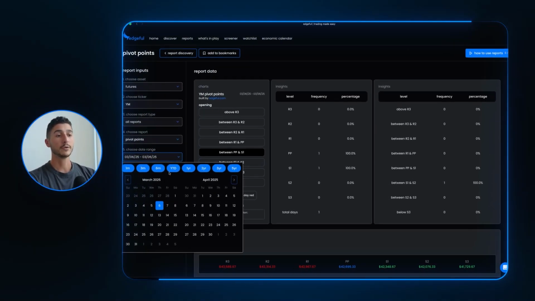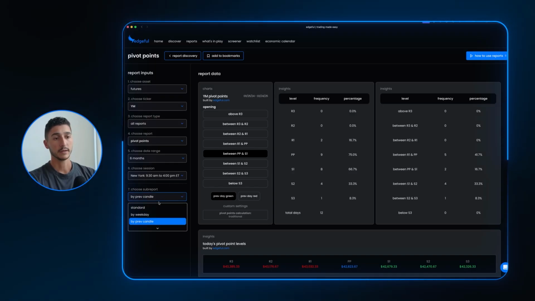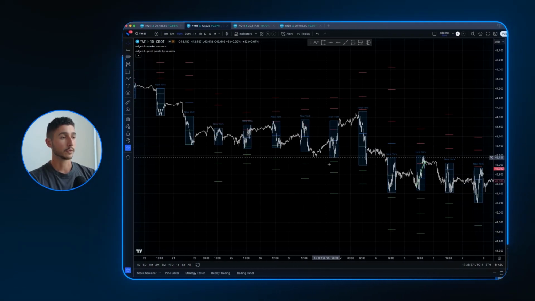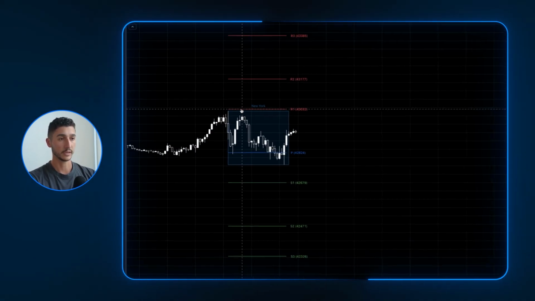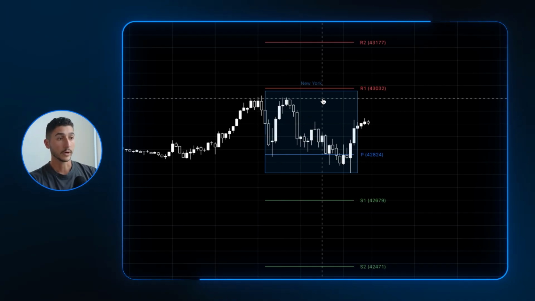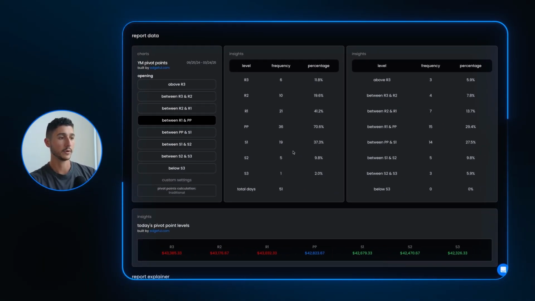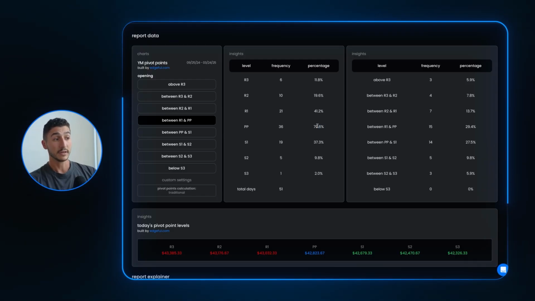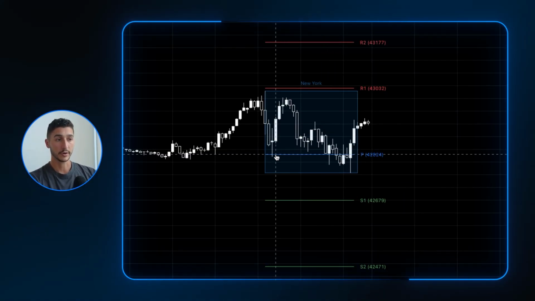So how do you actually use this now? You can see that if you're trading any of these days, like for example, just today, price opens between R1 and the pivot point. So let's just go over here, R1 and pivot point. And now I know 70% of the time price touches the pivot point. So that gives me a short bias targeting this area.